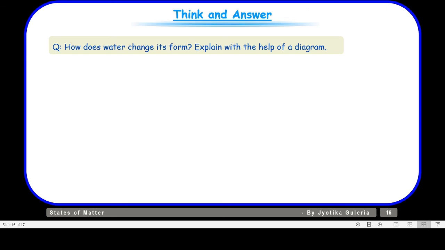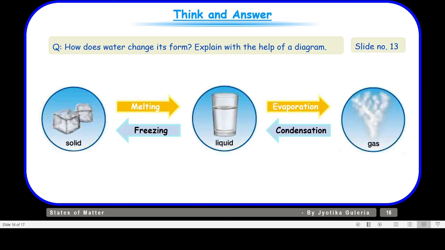So with this, let us move on to the think and answer section, and our today's question is, how does water change its form? Explain with the help of a diagram. And if you remember this diagram given on slide number 13, we have to explain this diagram.